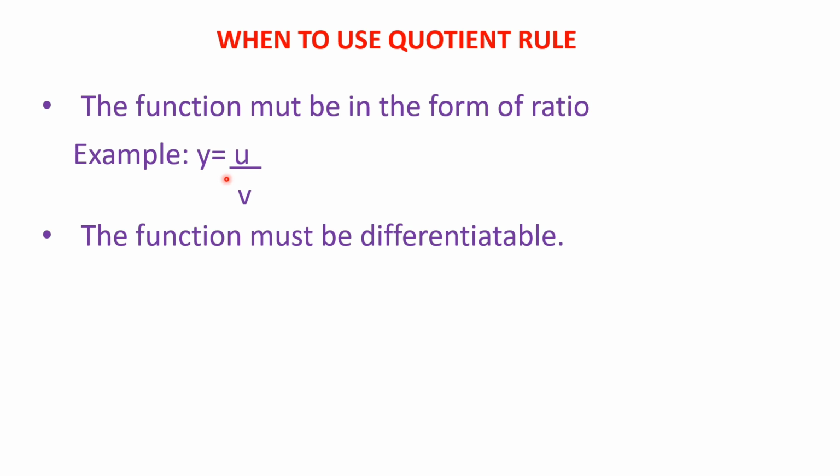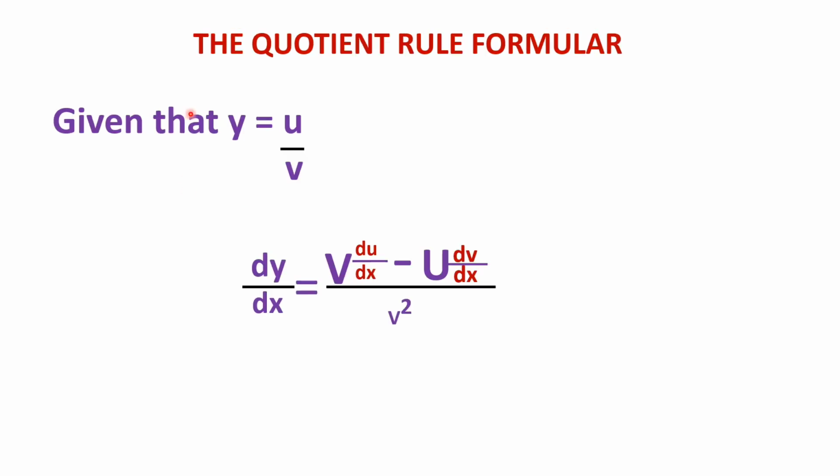Another criterion that must be met is that the function must be differentiable. The meaning of differentiable is that we must be able to differentiate the function, okay. For the quotient rule formula, when we are given a function that divided themselves, the derivative of such function is v, which is the denominator, multiplied by du all over dx, minus u multiplied by dv all over dx, all over v squared.